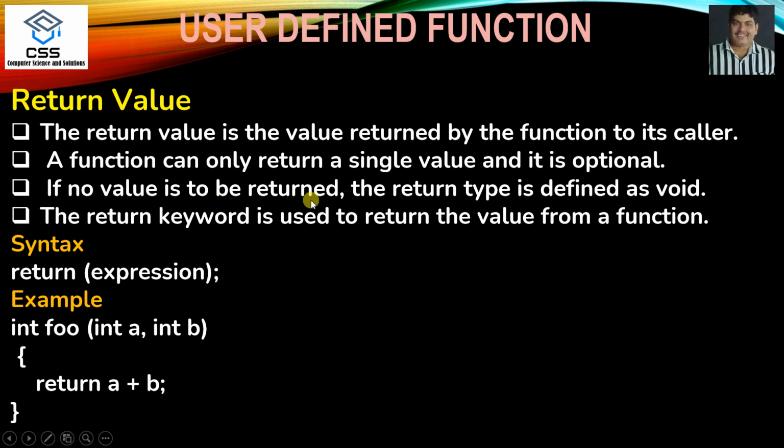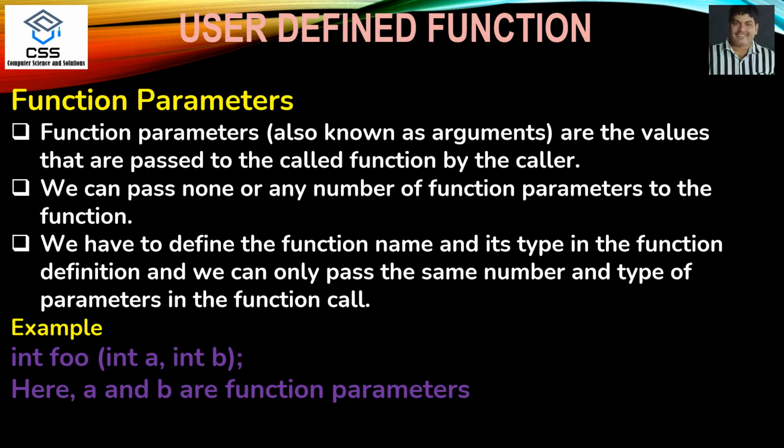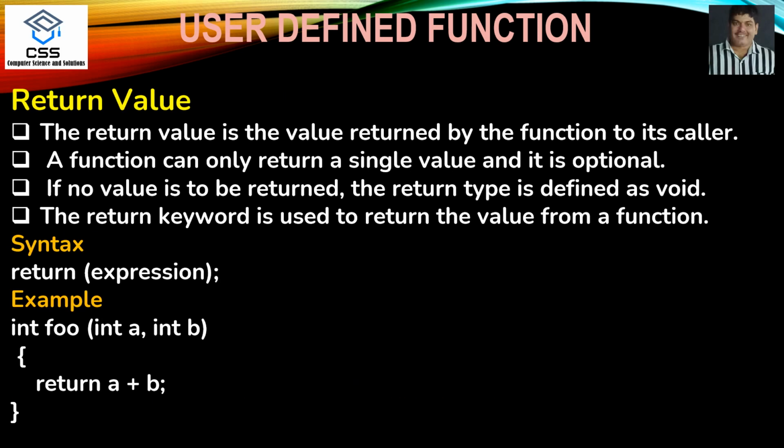You may not return it if there is no return type. If no value is to be returned, the return type is to be taken as void. If any value is returned, that data type will be specified. Return is a keyword used to return the value from a function. Hence, all those three components we discussed: one is the return component, one is the function body, one is the function parameter. Then we move to the next one, which is the function prototype.